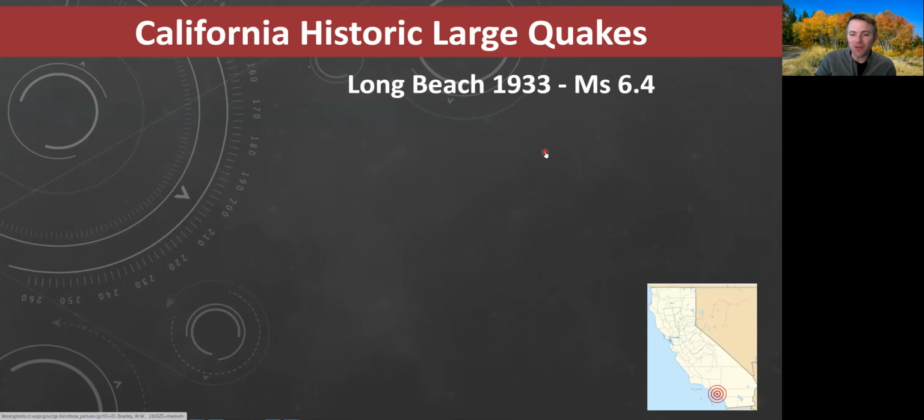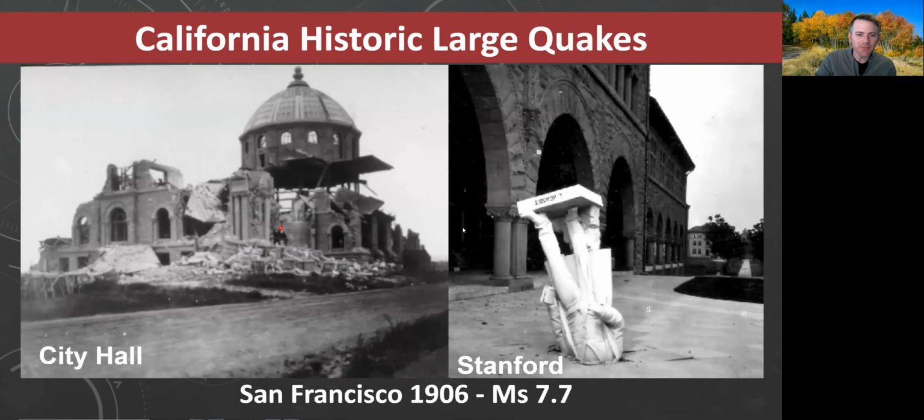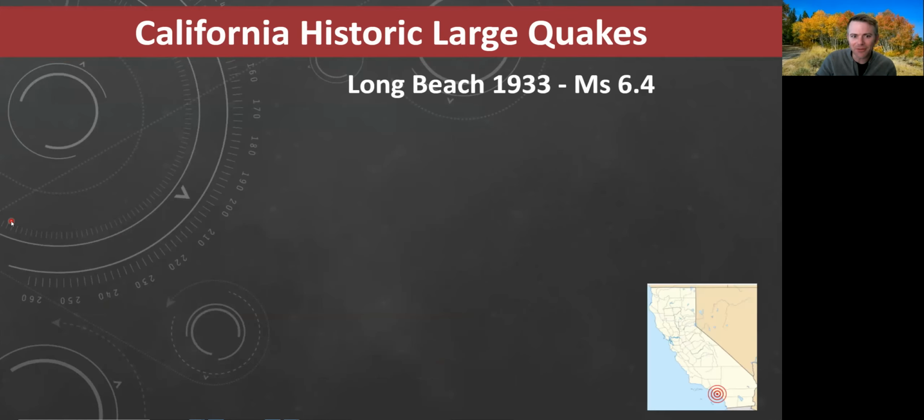And then we had in Long Beach in 1933, there was a magnitude 6.4. And the reason this one was, well, I should say, the San Francisco one was really big for California because it almost destroyed San Francisco. 2/3 of the city burned to the ground after this earthquake because water lines were cut off and things like that. So that had a big effect on how water operated in California.